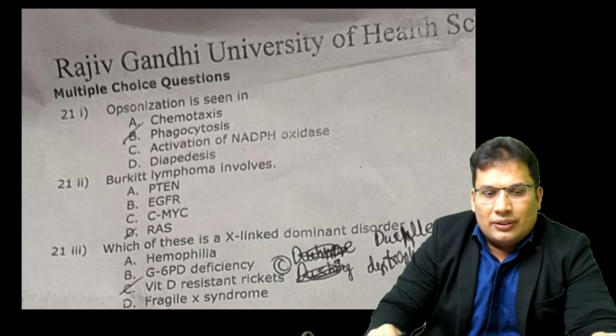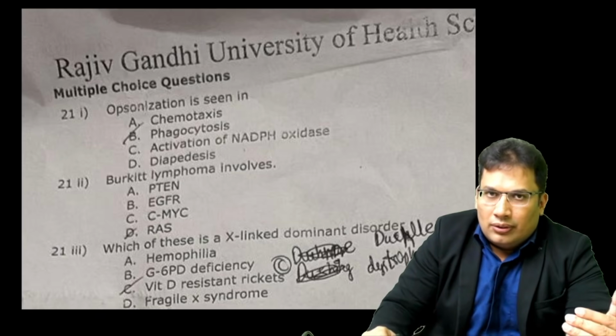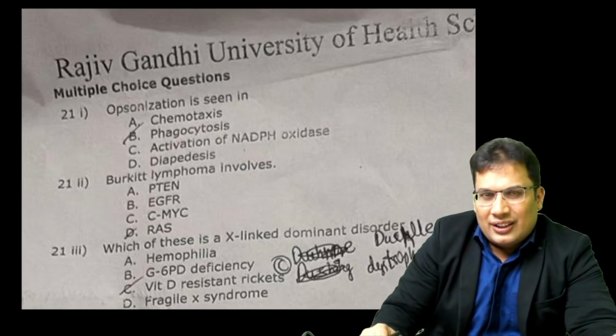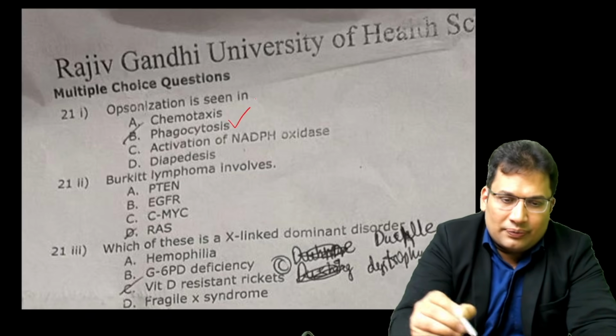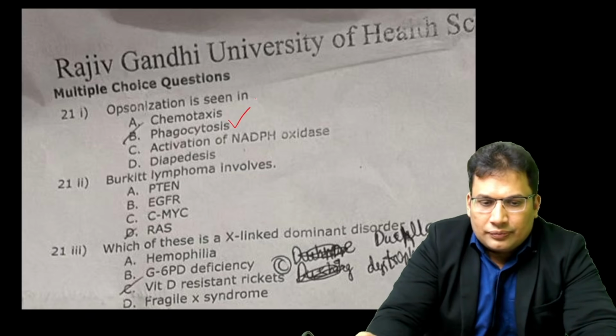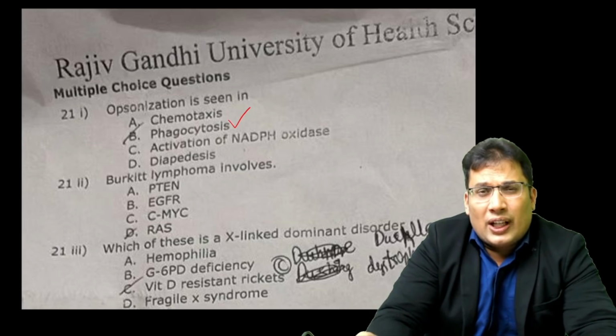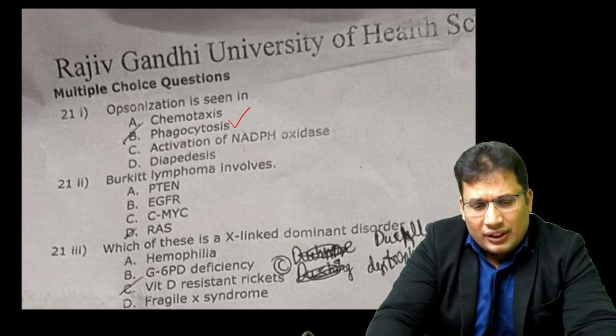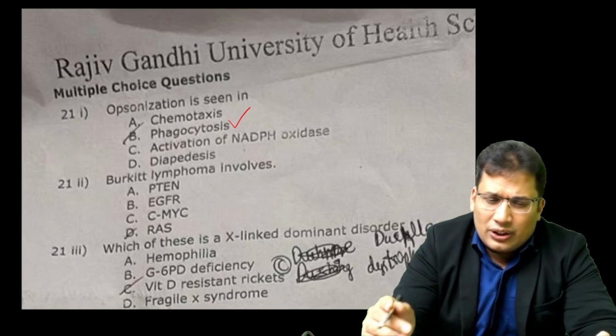Then comes your MCQs. Opsonization is seen in, very simple. Opsonization is a part of phagocytosis. Diapedesis is transmigration. Chemotaxis is a unidirectional movement of the neutrophils. So activation of NADPH basically helps in killing, and also in the case of phagocytosis.